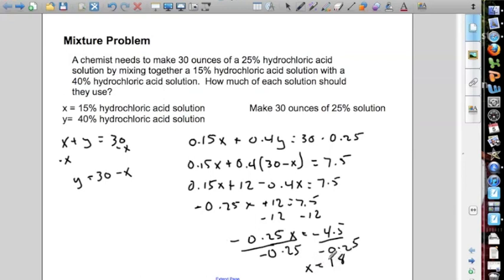Once I know that x equals 18, I can jump over here. Remember that y was equal to 30 minus x, and I now know that x is 18. So y equals 30 minus 18, so y has to equal 12. When you display your answer, you want to state that x is 18 ounces of the 15% hydrochloric acid solution, and y is 12 ounces of the 40% hydrochloric acid solution.